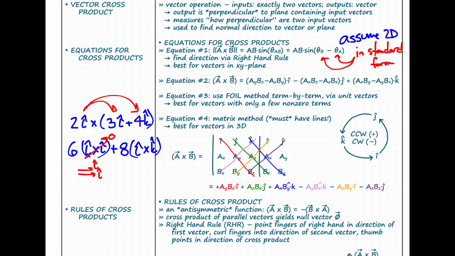If I use my little picture over here, i hat crossed with k hat would be j hat, but I'm going clockwise, which is my negative direction. So in fact, i hat crossed with k hat is negative j hat. And so putting all this together, I get negative 8 j hat. This was pretty straightforward for me to do because there were just a few non-zero terms to consider. If I have a lot of non-zero terms, this is going to be the faster method for me.